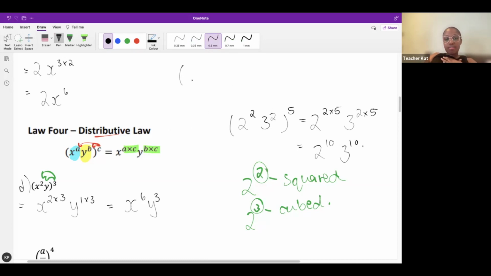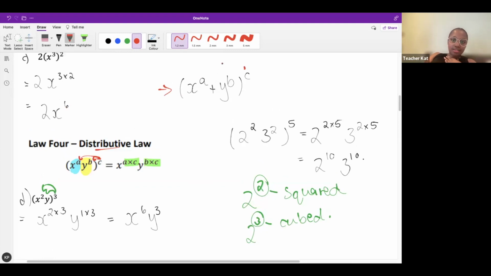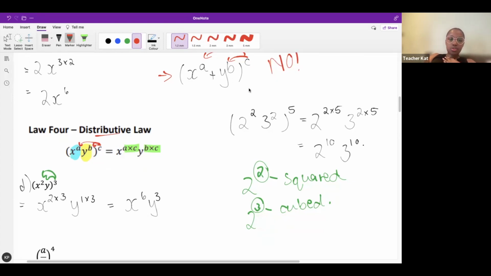Actually, let me ask you. If I have x to the power of a plus y to the power of b, all raised to the power of c, can I apply the law of distribution? Is it possible for me to apply the law of distribution in this case? So I'm over here now. Do you guys think I can take the c and distribute it to the x and to the y? No. Okay. So this law only works. I should probably write no there in case someone writes it. All right. You are not allowed to do that.